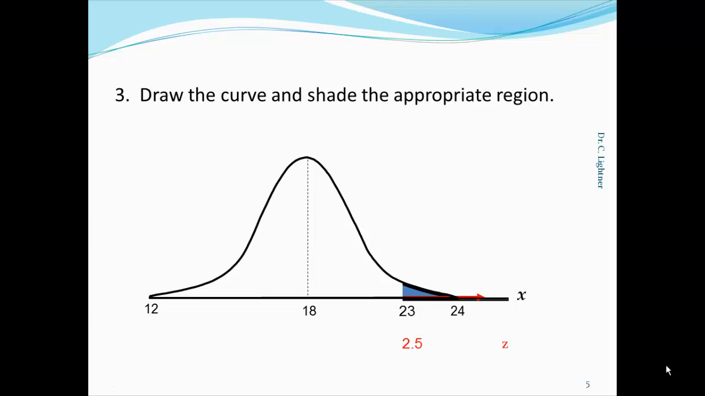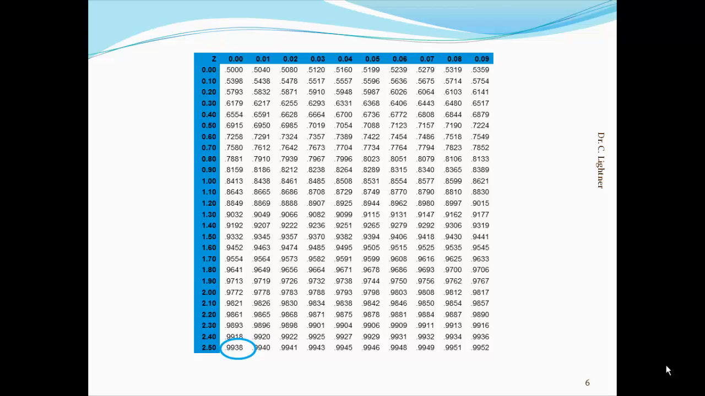Next, we draw this normal curve. We indicate our area of interest or our interval of interest, which is x values that exceed 23, and we shade in the area under this curve in this interval. Now we go to our z-chart and we look up the z-score 2.5 in order to determine the area to the left of the z-score 2.5.